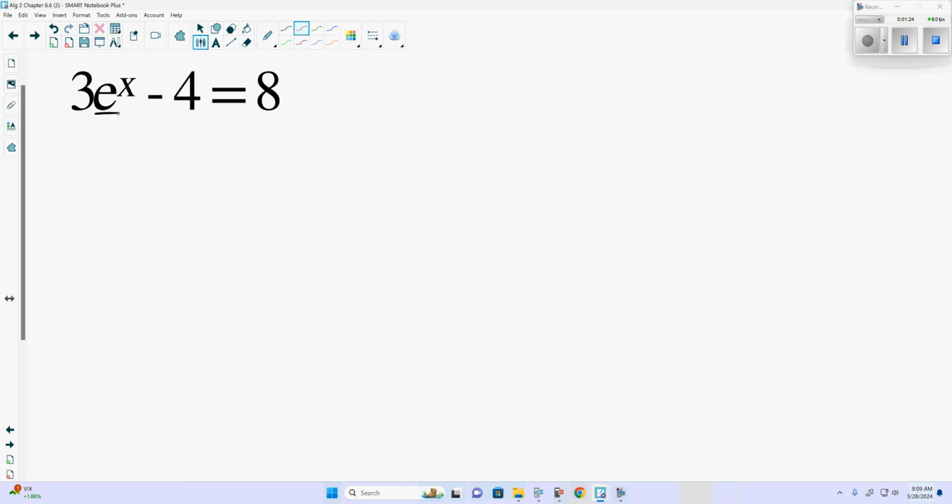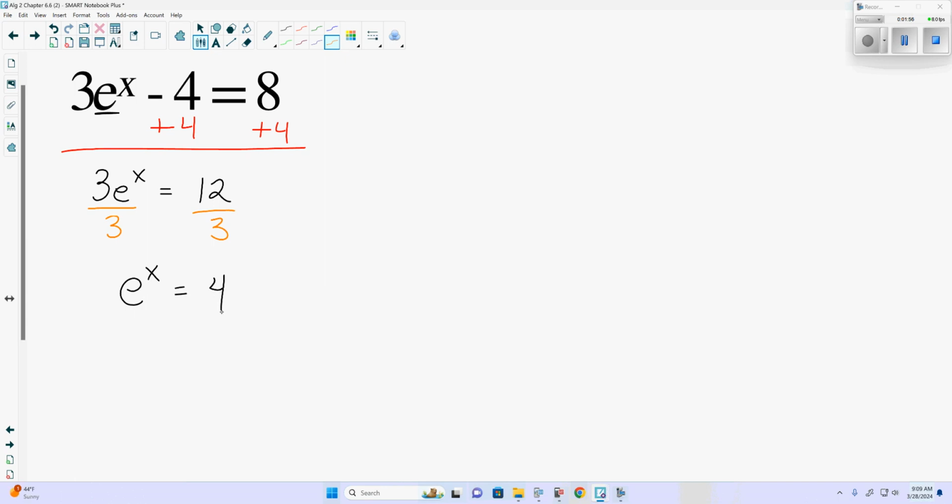So for us here, to get e by itself, what is the first thing we would need to do? Yes, we would need to add 4 to each side, which will tell us that 3e to the x is equal to 12. The next thing we would need to do is to divide by 3. All right. Questions on how we got to e to the x is equal to 4?